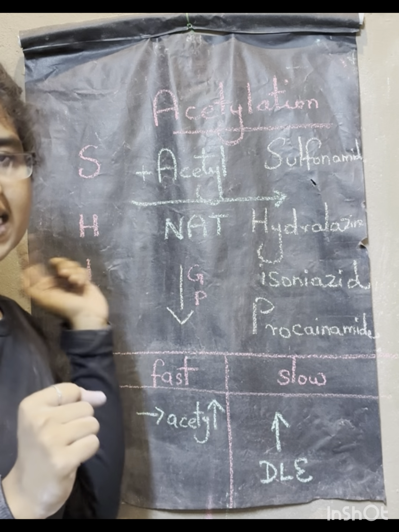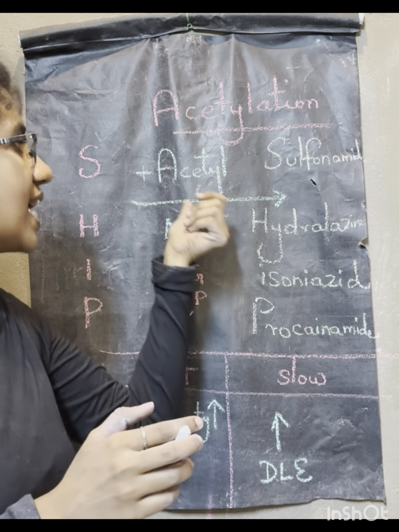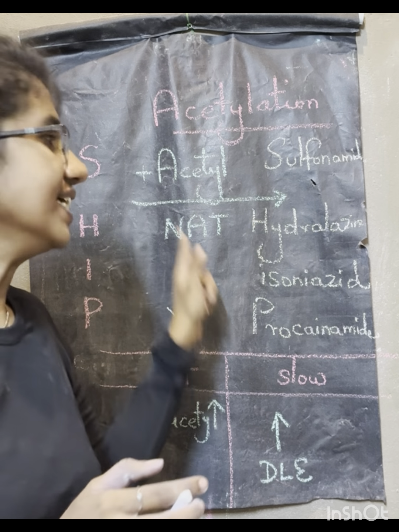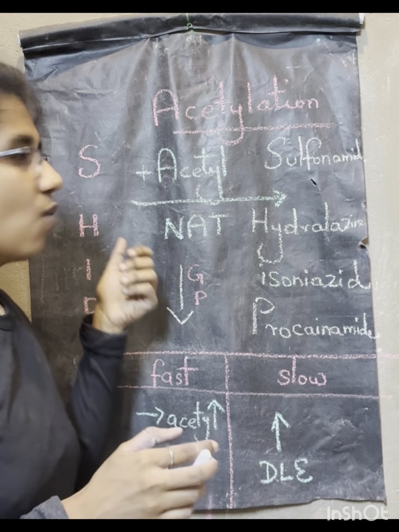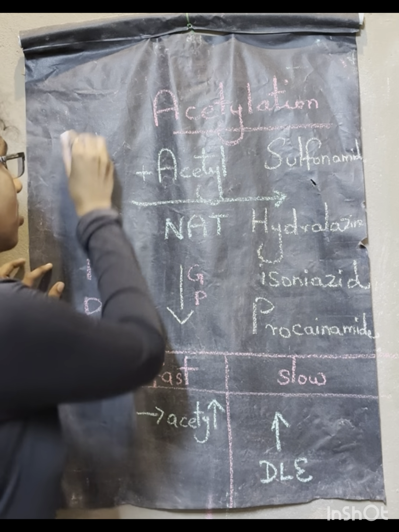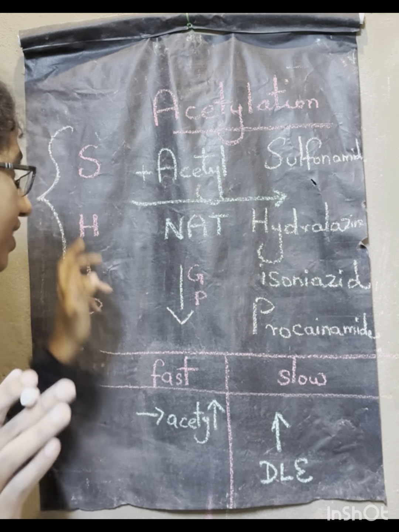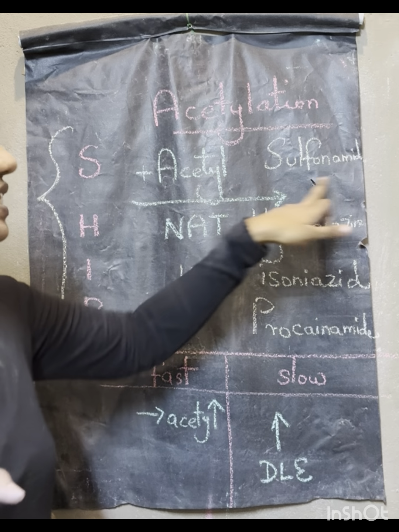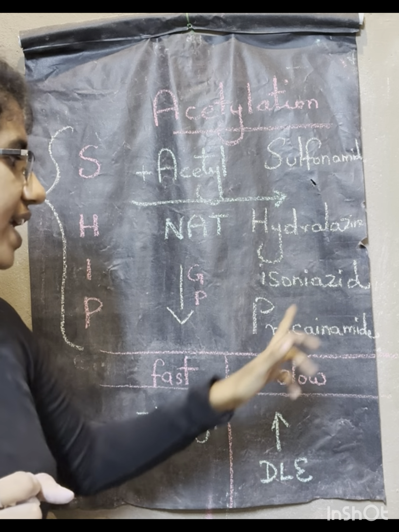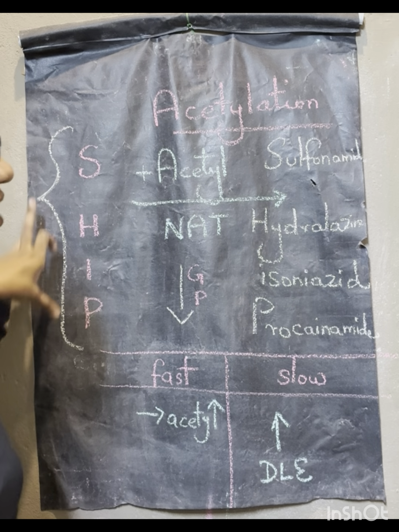Next comes acetylation. Acetylation is also a conjugation reaction where an acetyl group is added to the molecule with the help of the N-acetyl transferase enzyme. Mainly 4 drugs undergo acetylation. These are known as shift drugs, and throughout pharmacology they are very important. They are sulfonamides, hydralazine, an antihypertensive drug, isoniazid, and procainamide, and dapsone will also come. So these are shift drugs.